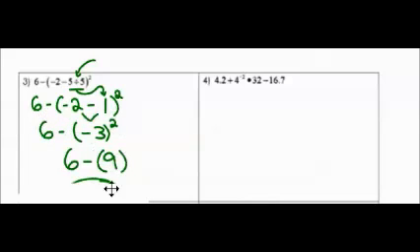6 minus 9. I'm going to keep that in parentheses there just to make that clear. That stays as a positive number. 6 minus a positive 9. You don't need the parentheses. 6 minus 9 can be written differently, obviously. That would give us negative 3.